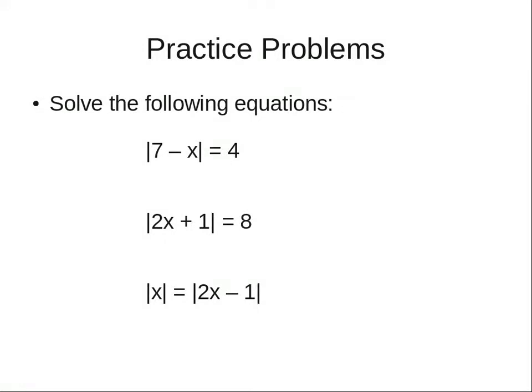All right, would you please solve these three equations? I have the absolute value of 7 minus x is equal to 4. I have the absolute value of 2x plus 1 is equal to 8. And I have the absolute value of x is equal to the absolute value of 2x minus 1. Please pause the video and try those now.